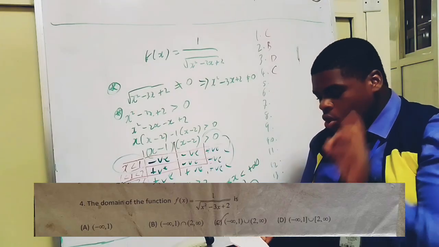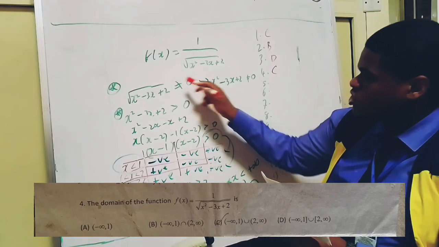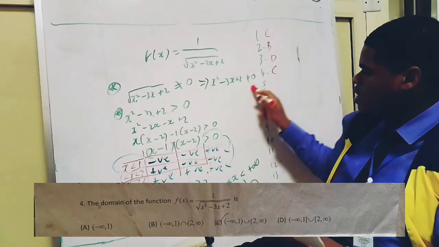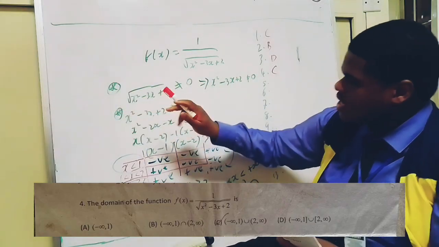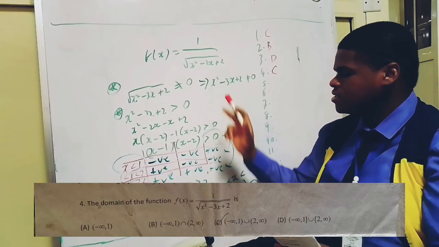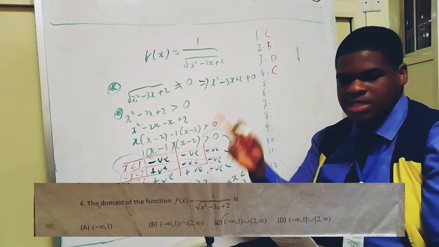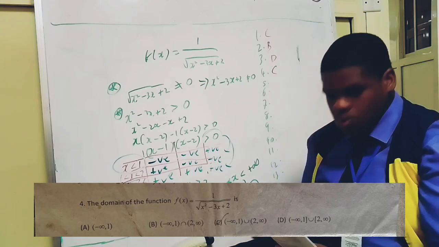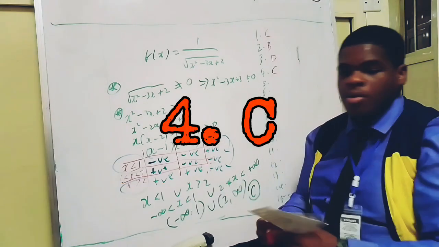And option D is actually wrong because option D omitted the fact that x squared minus x plus 2 should not equal 0. He omitted this fact, so he had a square bracket instead of a round bracket. Okay? We have 1 more minute to 5.